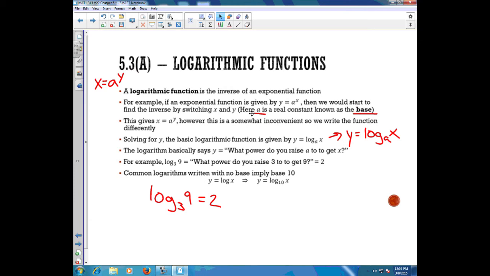So when we write a common logarithm, and there's no base there, so it just says log, that implies base 10. So what power do we raise 10 to get whatever number it is? Okay, so if there's no base written, assume that it's 10. Otherwise, go with the base that's written there. So let's try some examples.